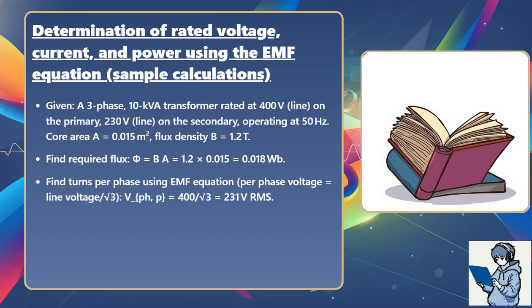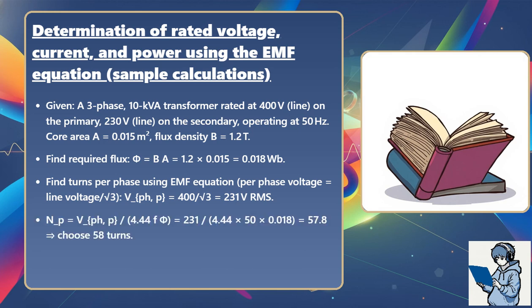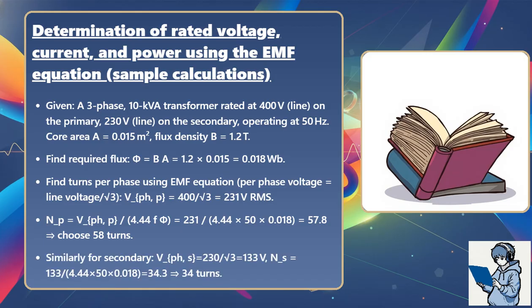Find turns per phase using EMF equation. Per phase voltage equals line voltage divided by square root of 3. VPHP equals 400 divided by square root of 3 equals 231 volts RMS. NP equals VPHP divided by 4.44 F phi equals 231 divided by (4.44 times 50 times 0.018) equals 57.8. Choose 58 turns. Similarly for secondary, VPHS equals 230 divided by square root of 3 equals 133 volts.